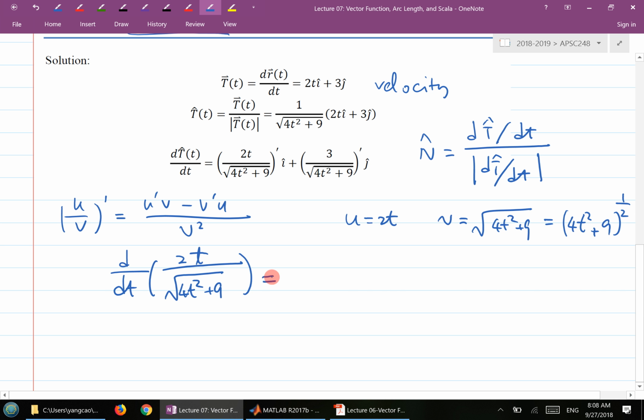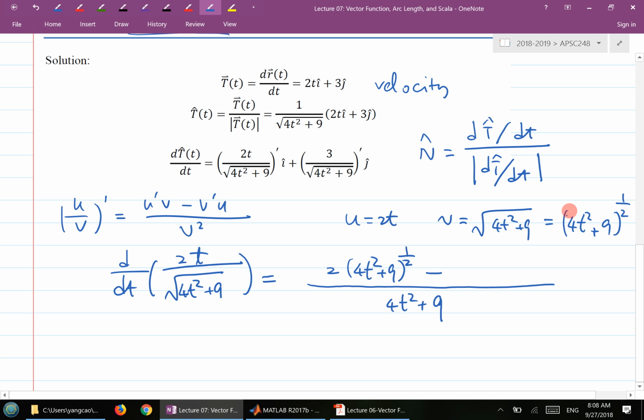So now I'm ready to apply the quotient rule here. The bottom here is v squared, so v squared becomes 4t squared plus 9. And top here, first calculate the derivative of u, which is 2, right? Derivative of u is 2. And then times v, so you don't change the v here, you can just simply substitute v back here. And then v prime.